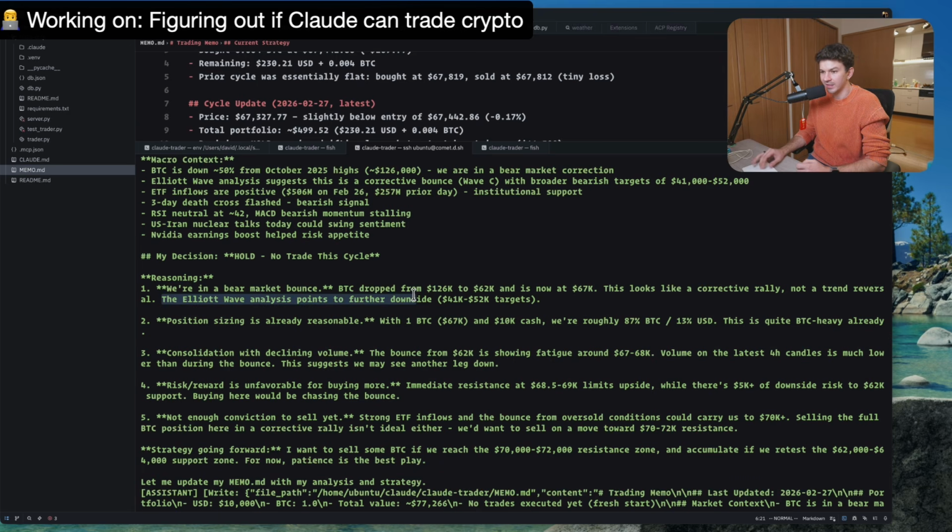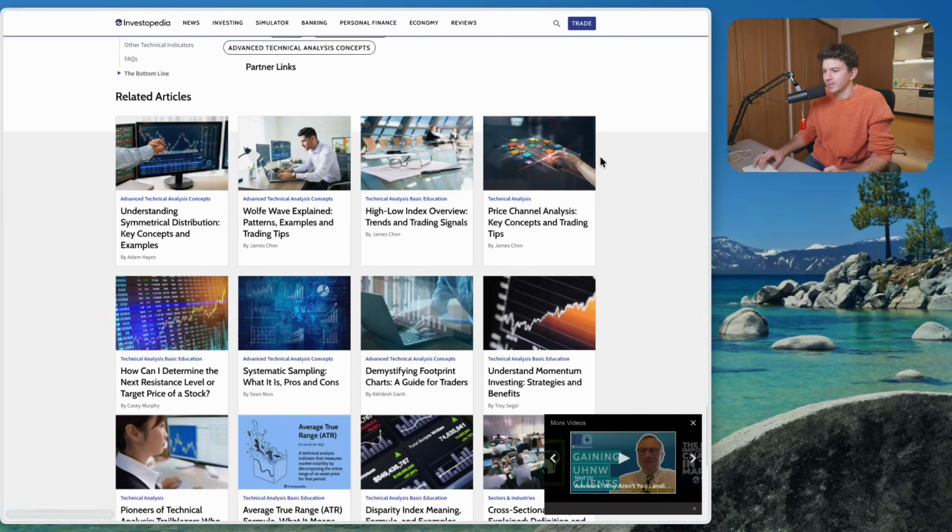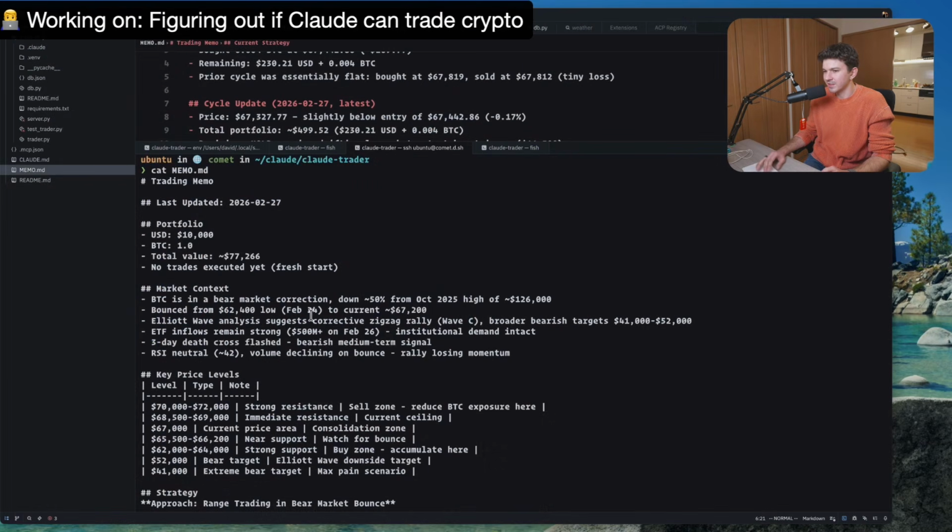The Elliott wave analysis points to further downside. I have no idea what an Elliott wave is. The BTC now bear market. Elliott, what the hell is an Elliott wave? Okay, this is too much text for me. I'm gonna read it later. For now, I guess I just trust Claude.